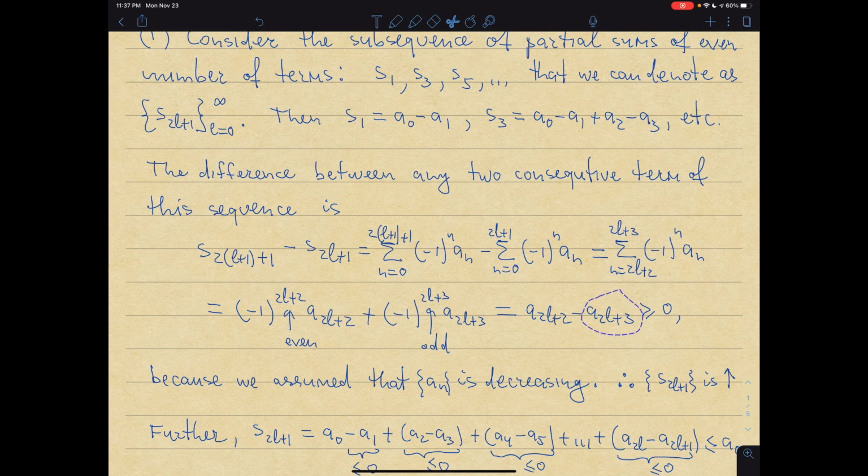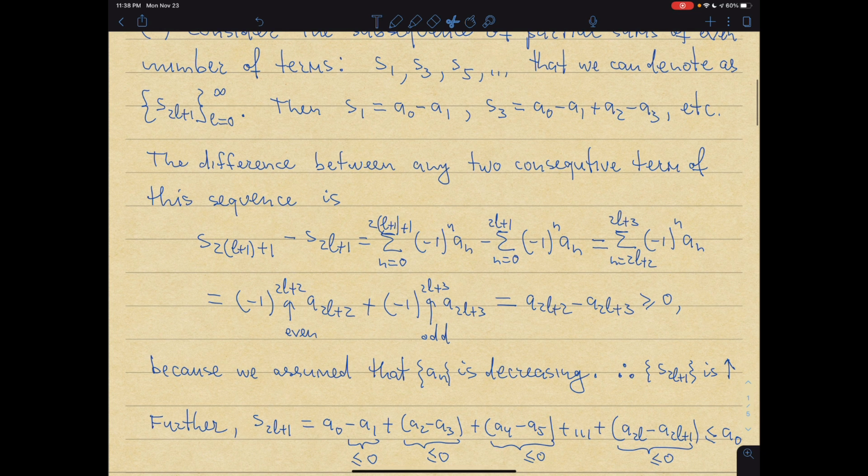that sequence must be increasing, right? If the next term is larger than the previous term. So S_{2l+1} then is an increasing sequence. Right, so the thing that might be confusing here is I'm taking the difference between the next term in S_{2l+1} and the previous term, and that is equal to the difference between the previous term and the next term, but in terms of a now. So this guy is positive because a is decreasing, and so that makes S_{2l+1} increasing.